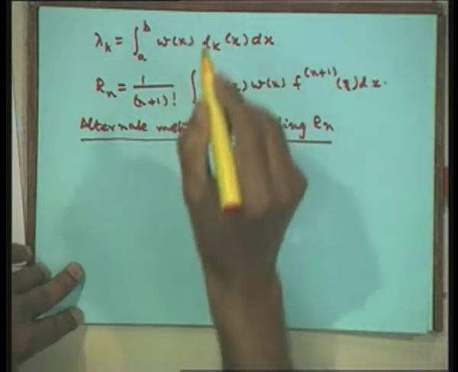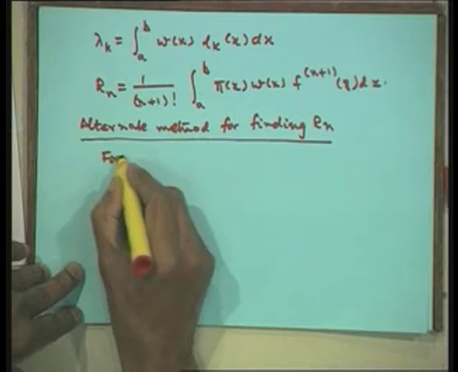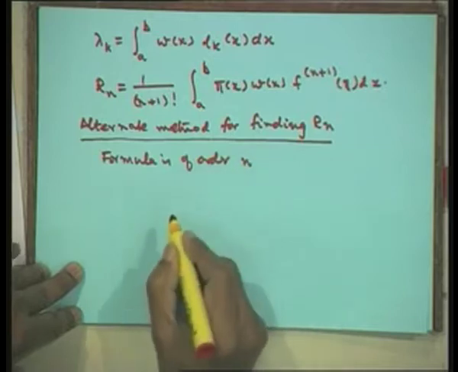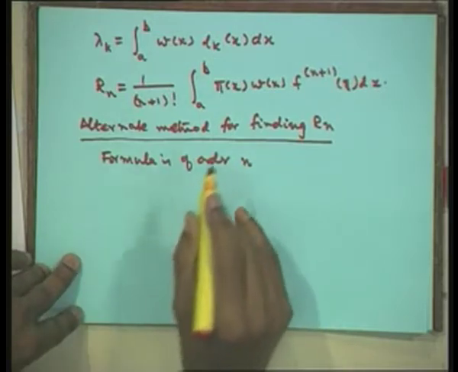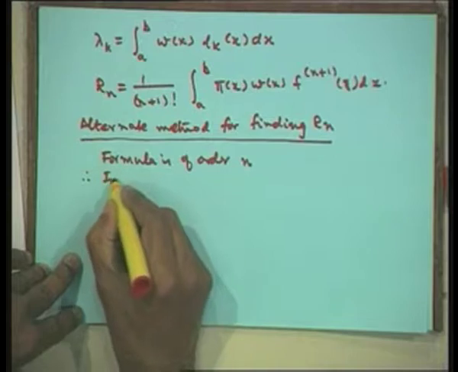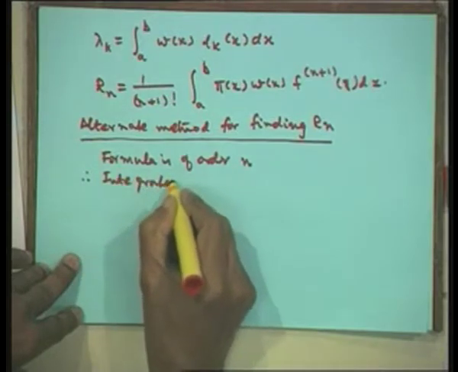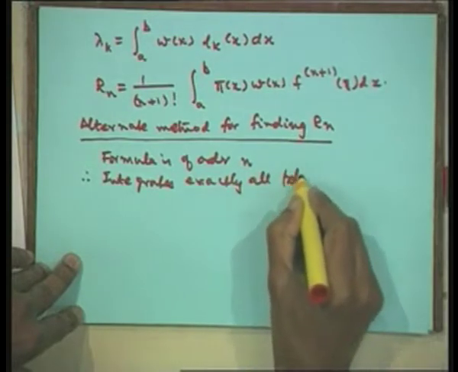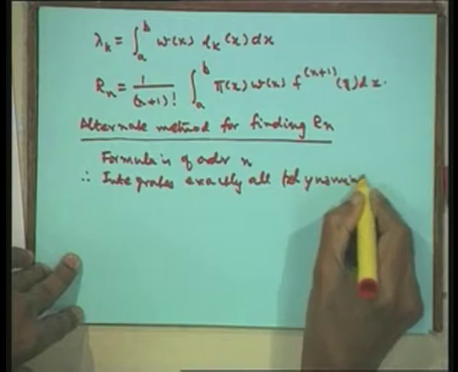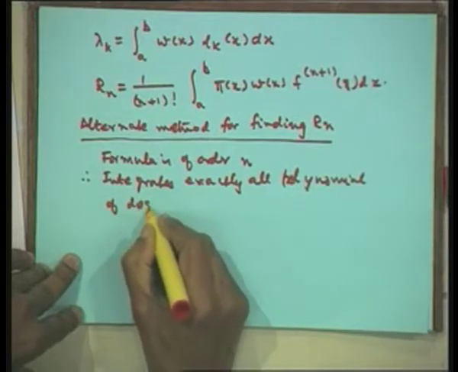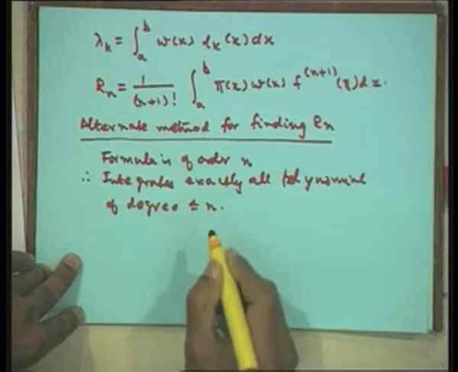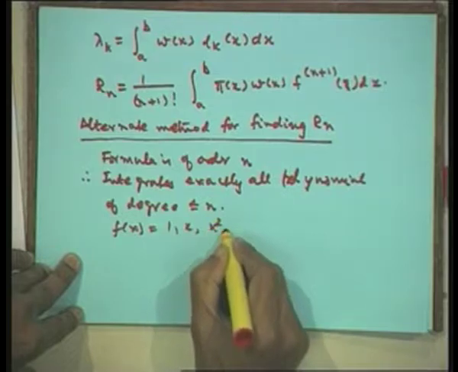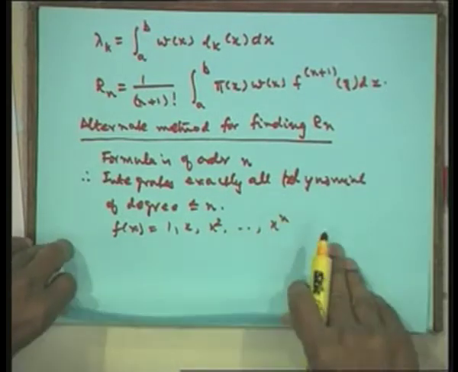We know that the formula is of order n. So, that is the first step that we shall note. Therefore, it integrates all polynomials of degree less than or equal to n. Integrates exactly all polynomials of degree less than or equal to n. That means, it integrates exactly 1, x, x squared and so on, x to the power of n.